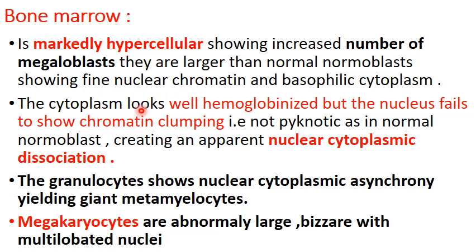The cytoplasm looks well hemoglobinized, but the nucleus fails to show chromatin clumping because there is asynchrony between the maturation of the cytoplasm and the maturation of the nucleus. It is not pyknotic as in the normoblast, creating nuclear cytoplasmic dissociation, which is a characteristic feature of megaloblastic anemia. The granulocyte shows nuclear cytoplasmic asynchrony, yielding giant metamyelocytes. Also, the megakaryocytes are large, giant in size and bizarre, with multilobated nuclei.